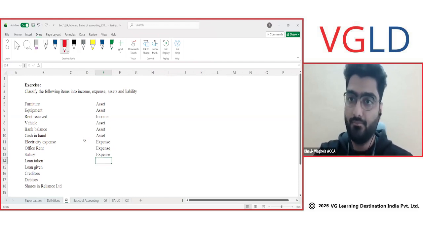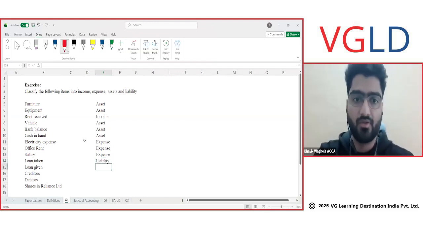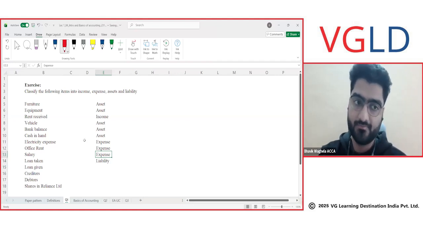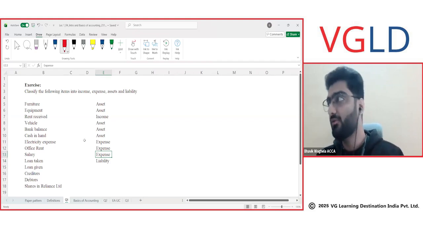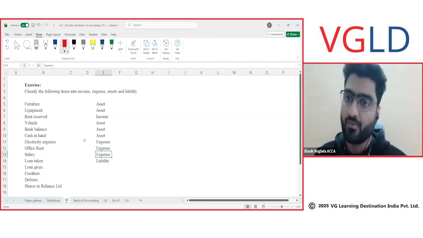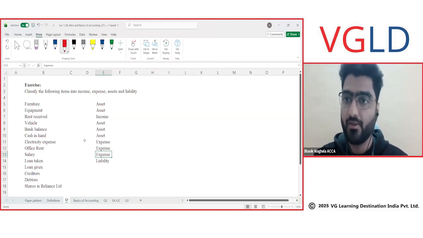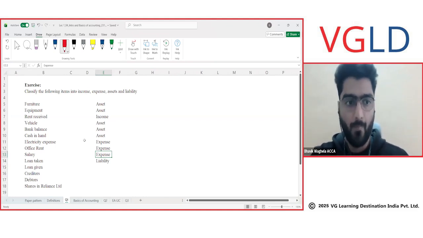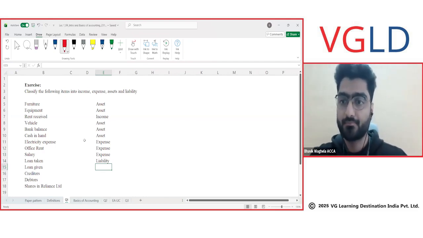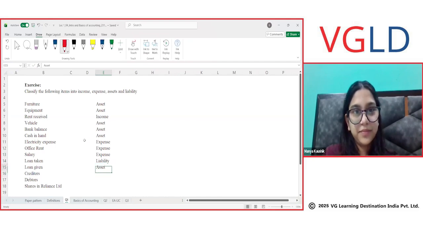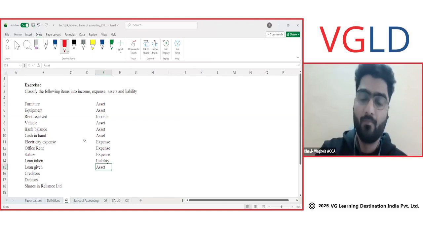Loan taken. Liability. Yes, someone was asking about salary. Why is it an expense? We think from the business standpoint, because we do accounting from the business's standpoint. So salary will always be an expense for the business, but obviously an income for the employee. Loan taken is a liability. Loan given is an asset. Why? Loan given is an amount receivable, and any amount receivable is an asset.